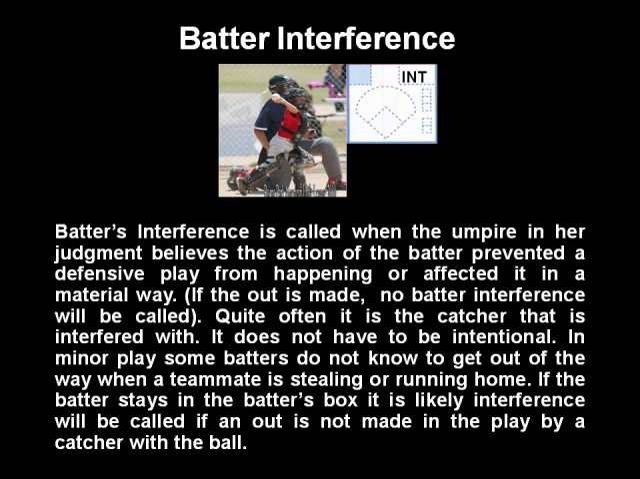Okay, continuing with ways that a batter can be put out. Batter interference is called when the umpire in her judgment believes the action of the batter prevented a defensive play from happening or affected it in a material way. If the out is actually made, no batter interference will be called.